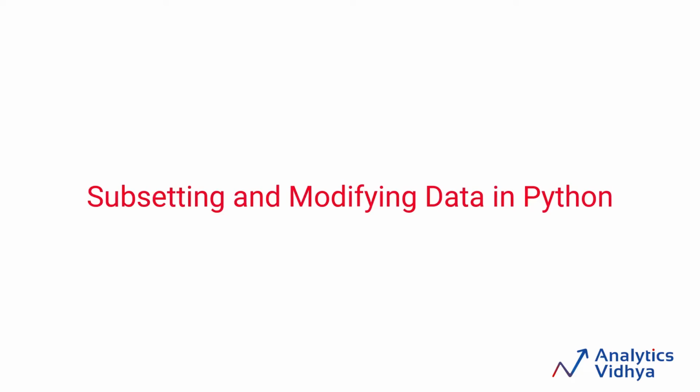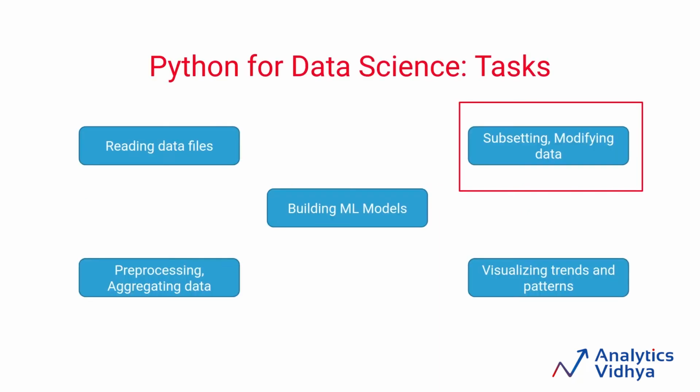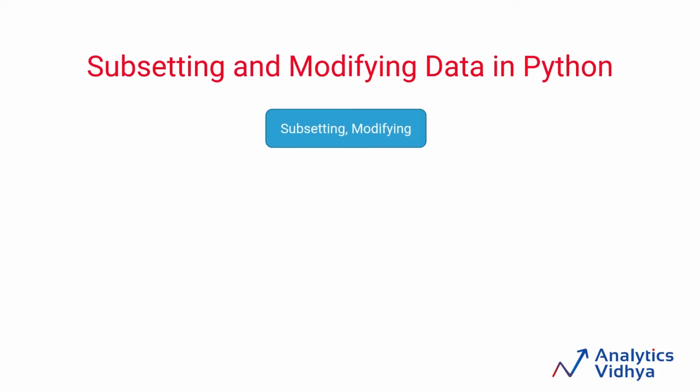Now so far in the course, we have seen how to read different types of data files in Python. We also know that there are 5 major tasks of data science that can be done using Python. And in this module, we will specifically learn how to do this task, which is subsetting and modifying data. So here are some topics that we will learn about.